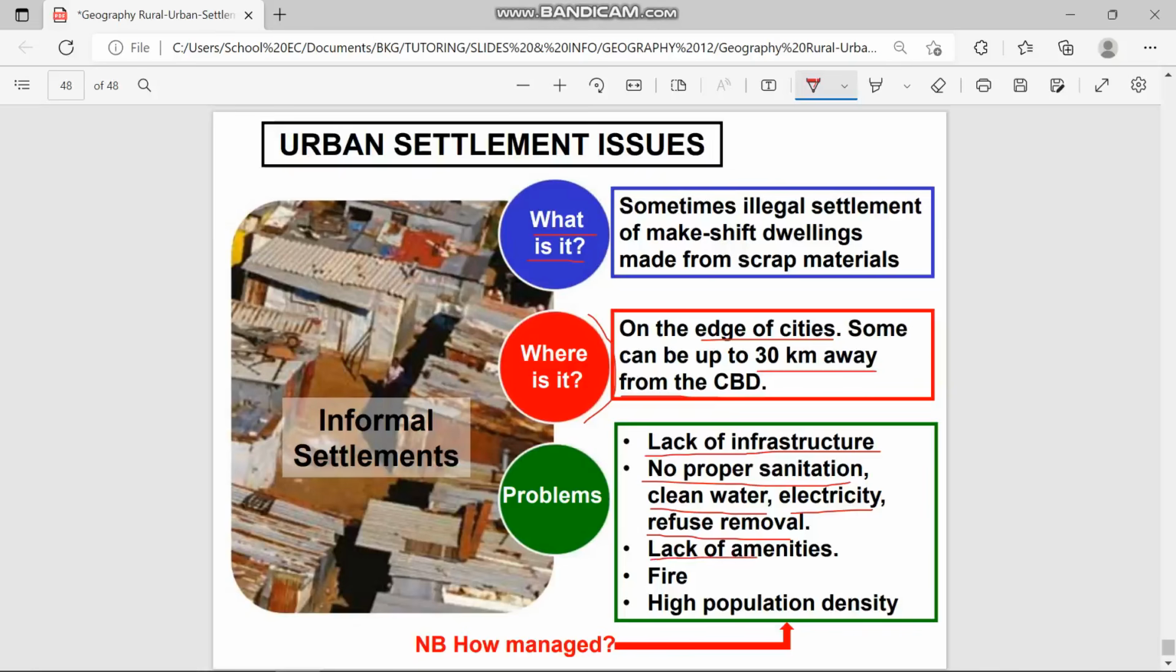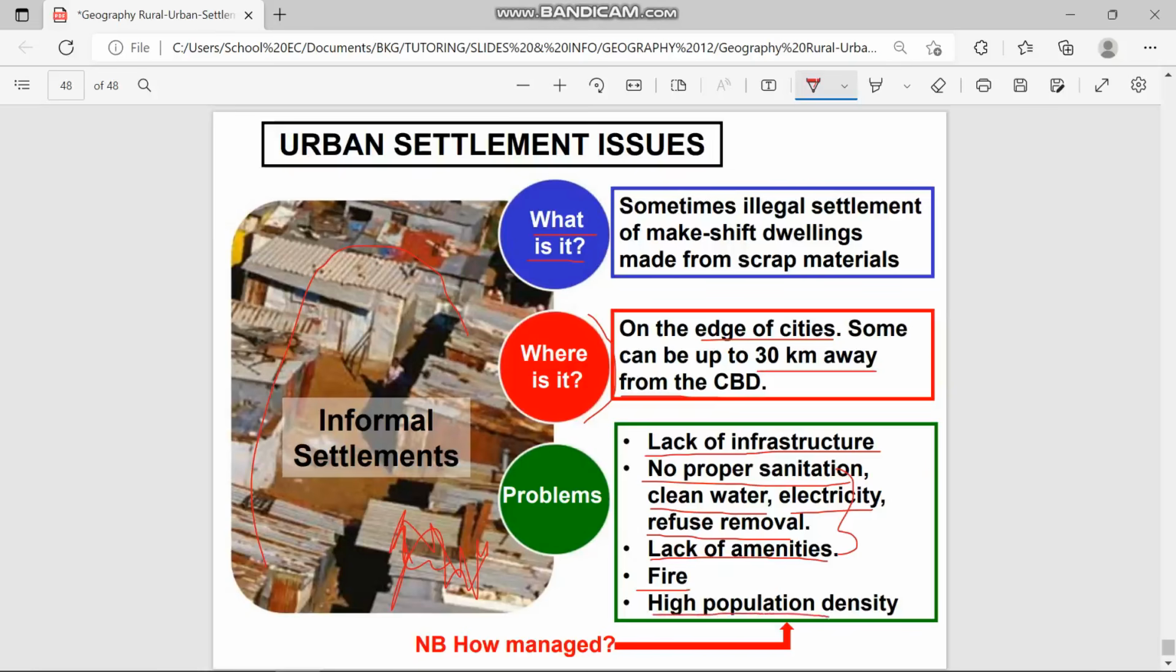Lack of amenities, and this one I think we have discussed. Fire: if there is fire in this part, all of them are affected, because the buildings are close to each other. So to improve that, let's move them away from each other.